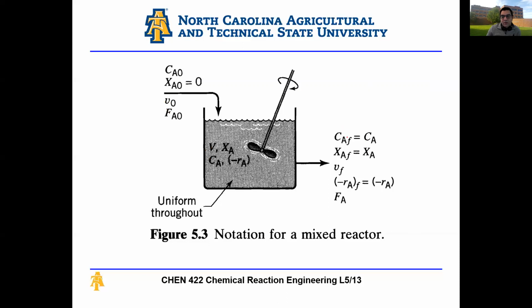CAF is your final concentration, and we make two very important assumptions: that the concentration in the reactor is equal to the concentration in the products. Similarly for conversion. So CAF equals CA, XAF equals XA. You need to remember this. Concentration in the reactor is equal to the concentration of products.